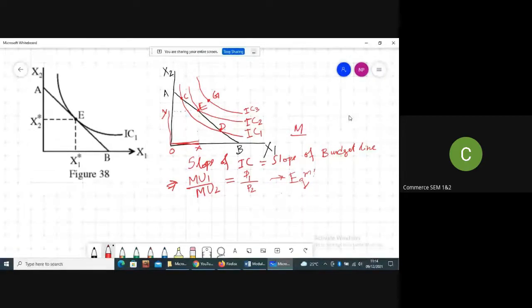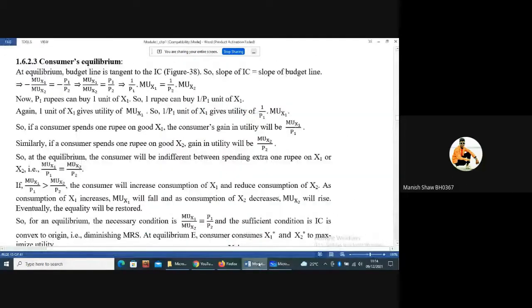So in this diagram, point E will be the equilibrium point where the budget line is tangent to the indifference curve, and in equilibrium, the consumer is consuming OX1 star amount of commodity 1, this distance, and OX2 star amount of commodity 2. Fine?